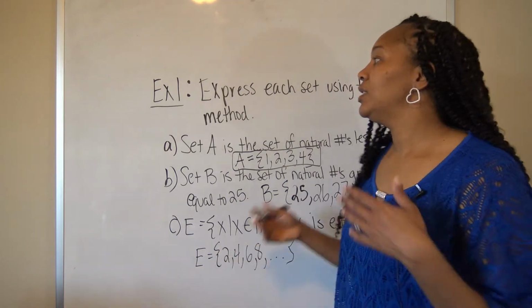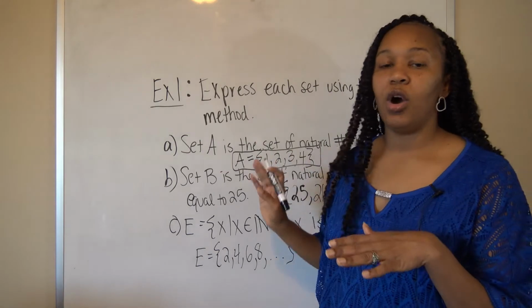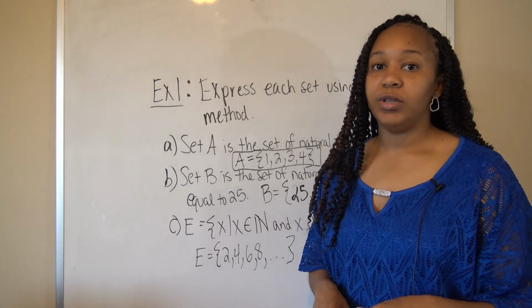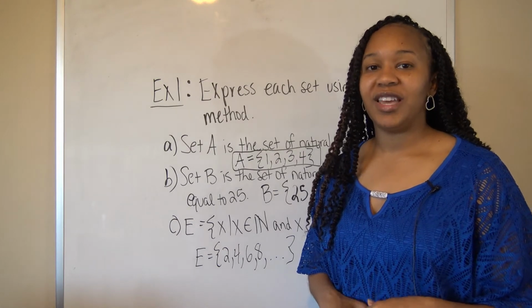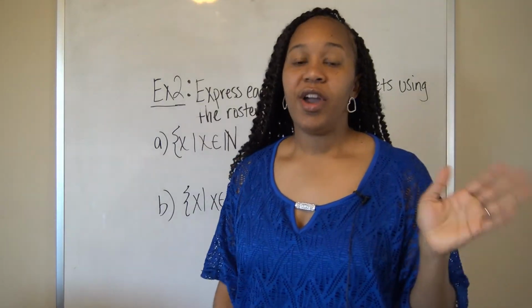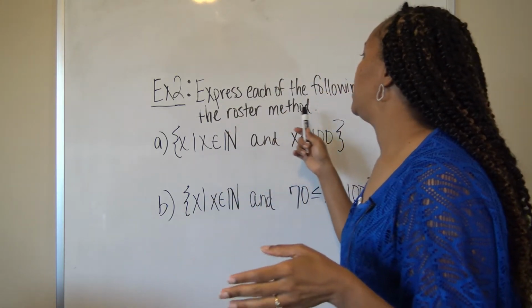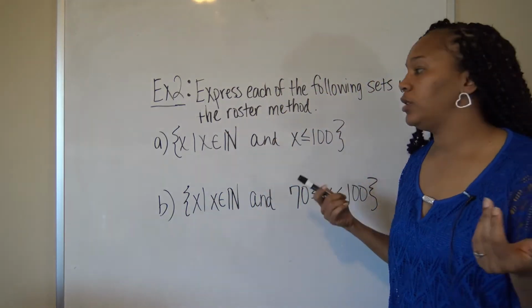All right, so this is example 1, how you can express some sets that contain natural numbers using the roster method. Let's look at some more examples. Okay, for example 2, we want to do the same thing we did in example 1. We want to express each of these following sets using the roster method.